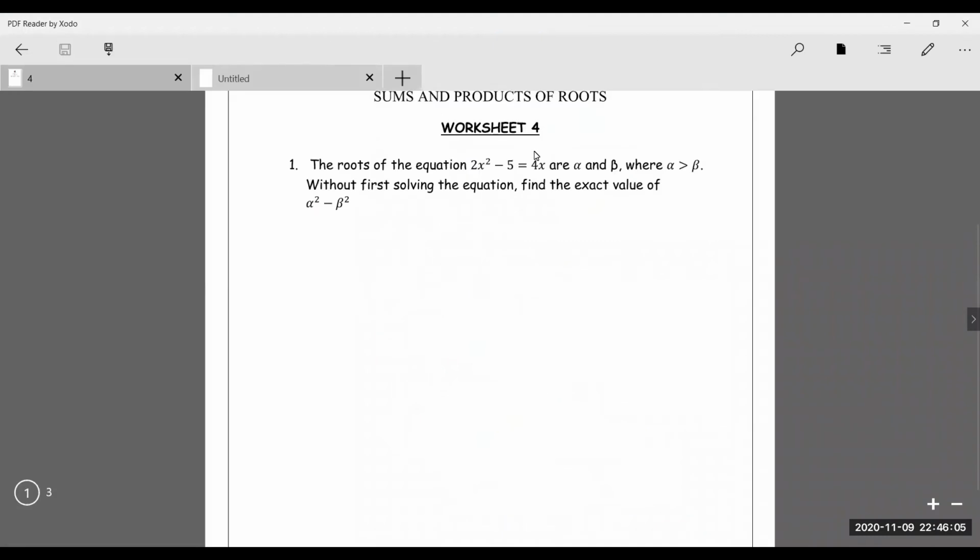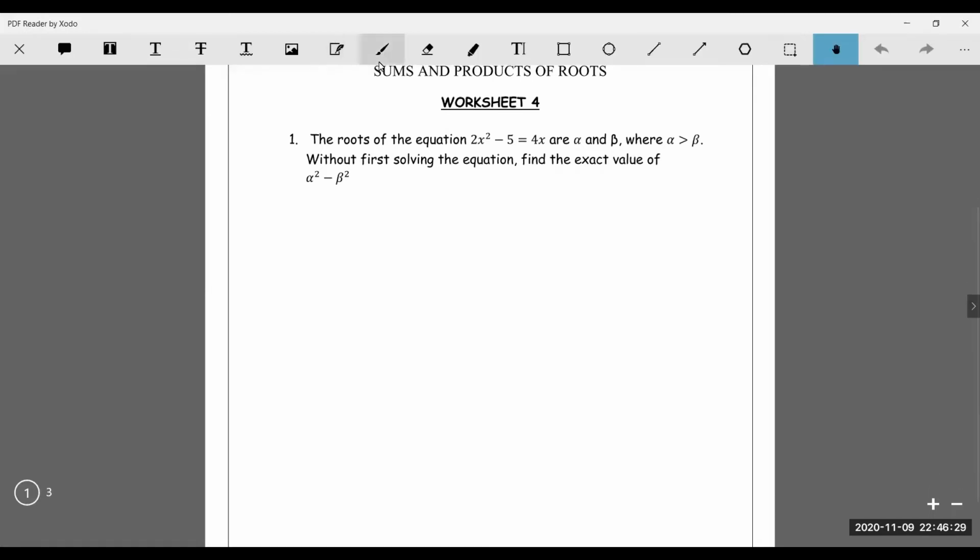All right. Now this right here says the roots of the equation 2x squared minus 5 is equal to 4x. The two roots are alpha and beta. Without first solving the equation, find alpha squared minus beta squared. So without solving the equation, they want you to find what is alpha squared minus beta squared. So you should not solve the equation. Now we're not going to solve the equation.